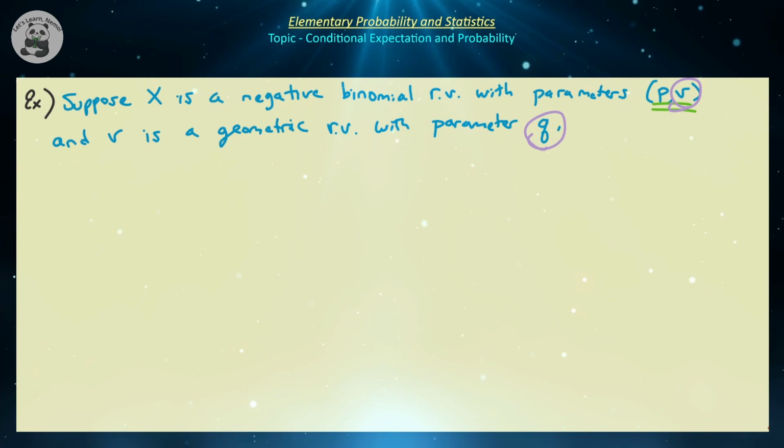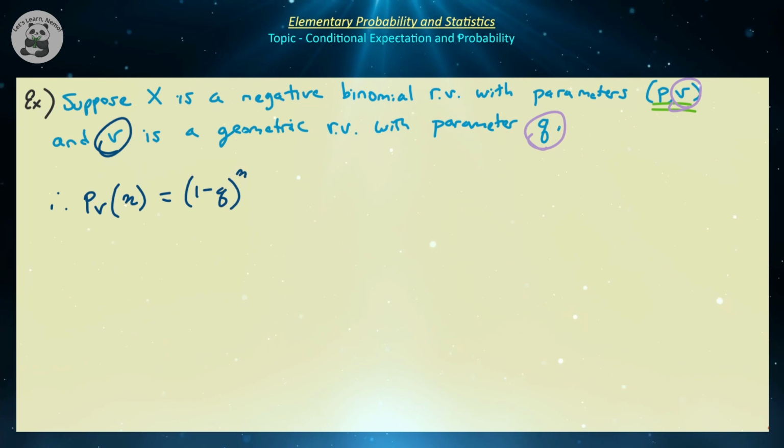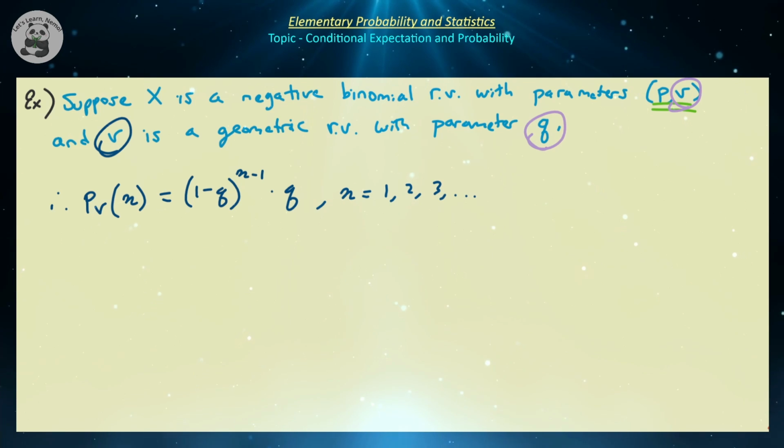Obviously, representing a probability mass function for nu is pretty straightforward, because since it's a geometric one, its PMF, letting its variable value be represented by little m, is going to be equal to (1 minus q) to the m minus 1 times q. And since it's a geometric random variable, the domain is 1, 2, 3, 4, and so on.